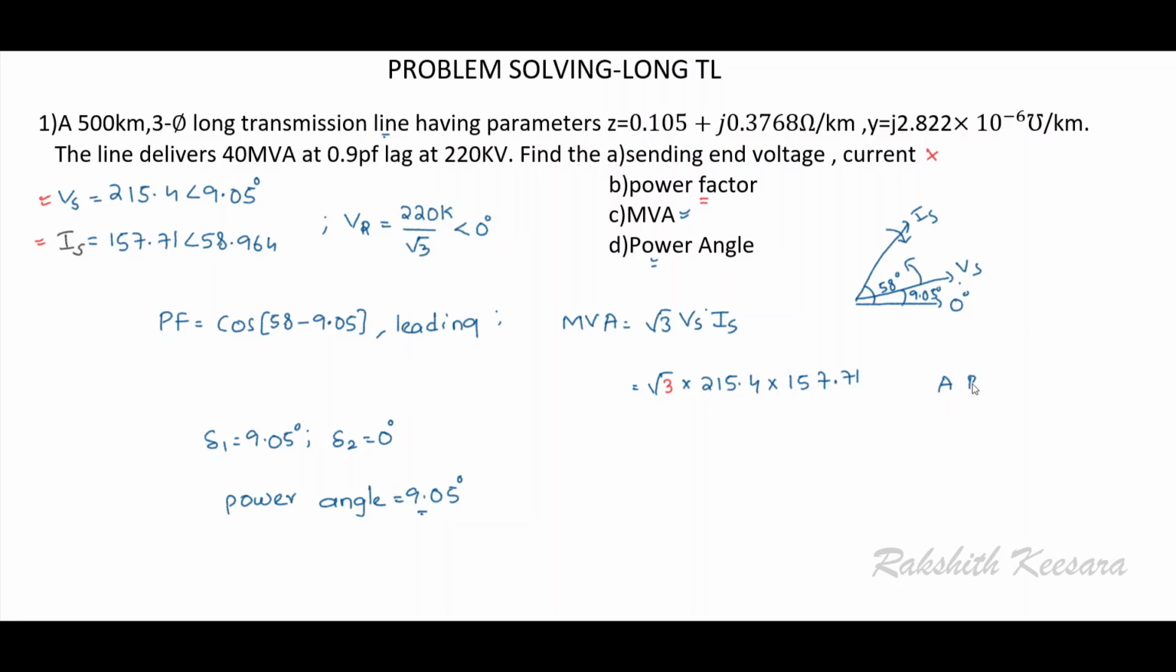If we keep the calculations aside, this is a simple problem. We just need to calculate ABCD parameters, and VR and IR are given in the question. We need to calculate Vs and Is, and from this the remaining parameters, right? Let me write the final answers. They are 0.644 lead, and this is kilovolt. The answer will be 58.839 MVA. Check this once.